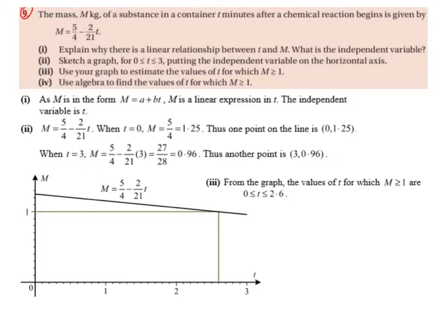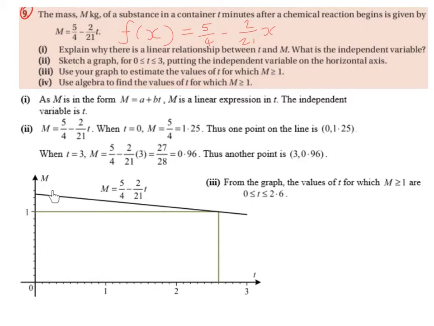Alternatively, we could change this to f of x equals 5 over 4 minus 2 over 21x, and we can use our f of x function in our calculator, so our table function. So changing the t for x in the table function. And we can start at 0, end at 3 and go in steps of 1. So whichever way you want to do it, either way you're going to generate coordinates that you're going to plot on your t and m axis, and you're going to join them together and they should form a straight line.